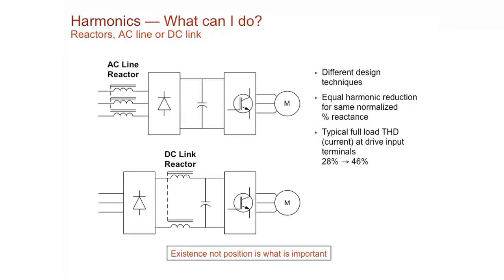Basically, like I said, they're equal in performance. It doesn't really matter where they're placed in the system. That's a standard question. If a drive has some reactance in it, typically you're going to be anywhere from 46% current distortion down to about 28%. It all depends. A drive with no reactance whatsoever, you're going to be up probably about 72, 78% current distortion.